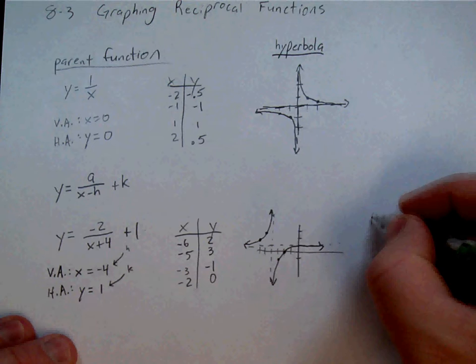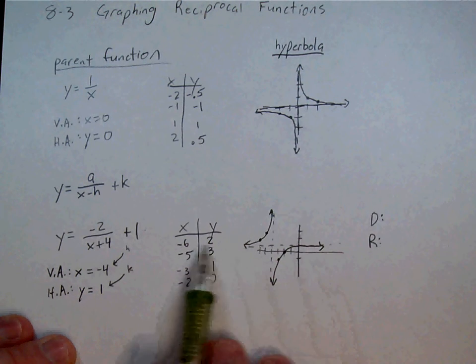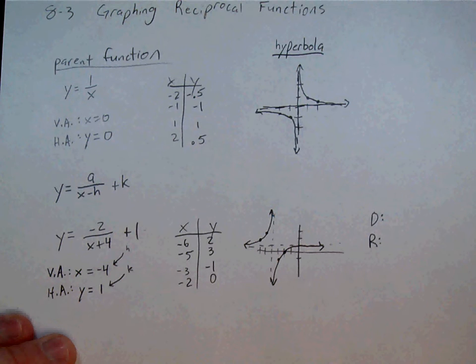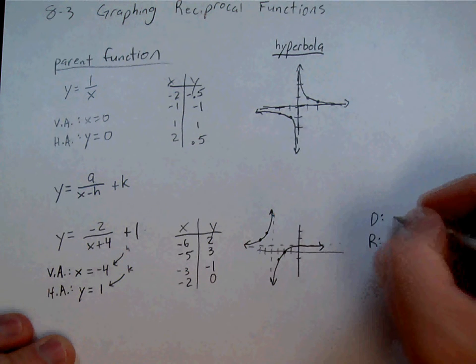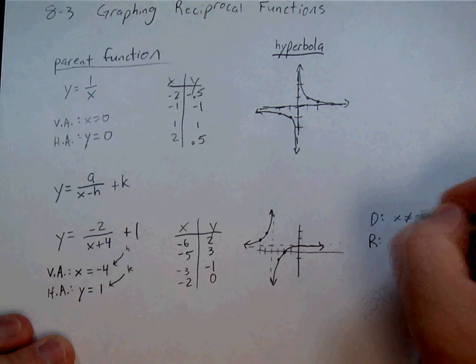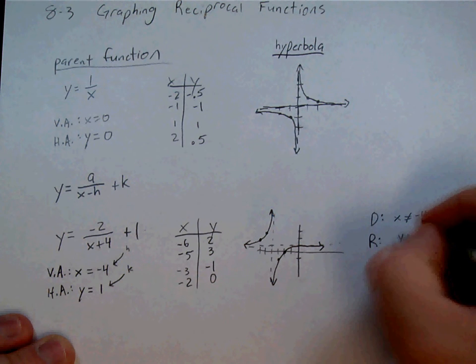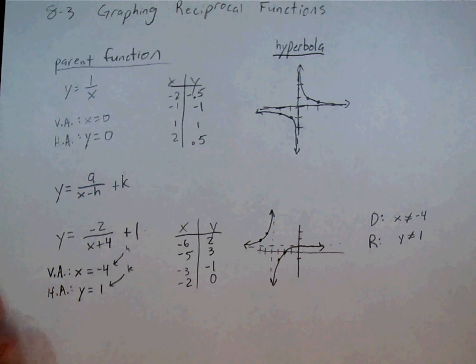I haven't really talked about domain and range. Your domain, you can graph everything except for your negative 4. Your range, you can graph everything except for your positive 1. So I'm going to say it this way. For your domain, x does not equal negative 4. For your range, y does not equal positive 1, inferring that all other real numbers are okay.